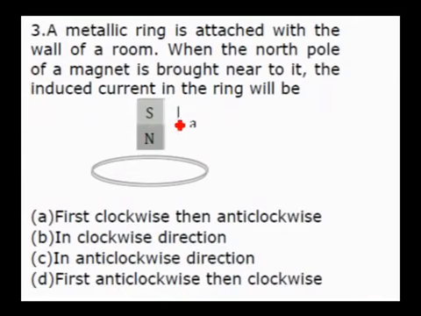A magnet is falling towards a copper ring. This is a copper ring. If the north pole of the magnet falls towards the ring here, now the question is, if a metallic ring is attached to the wall of a room, when the north pole of a magnet is brought near it, the induced current in the ring will be what? Obviously, if the north pole is moving towards the coil, this face of the coil should act like a north pole.